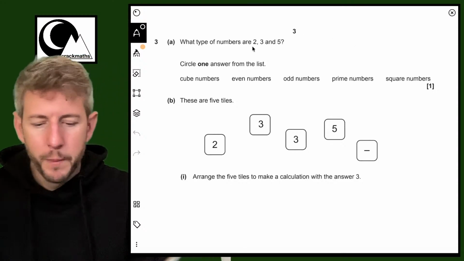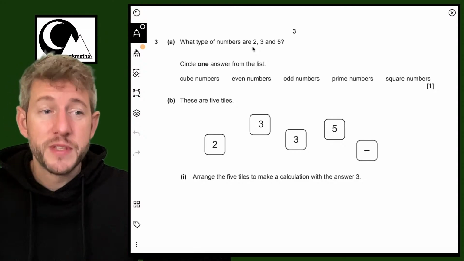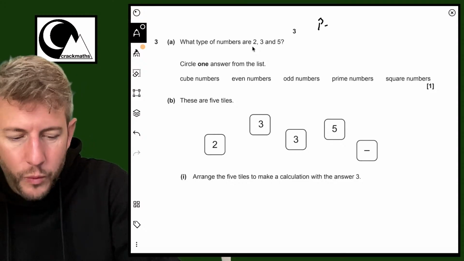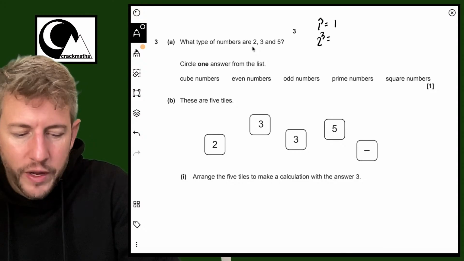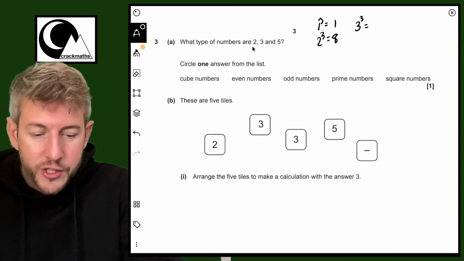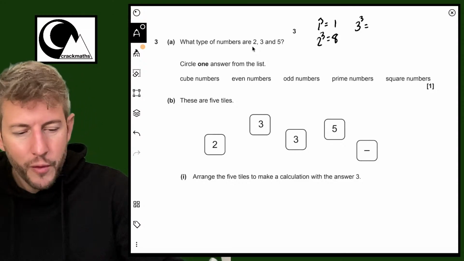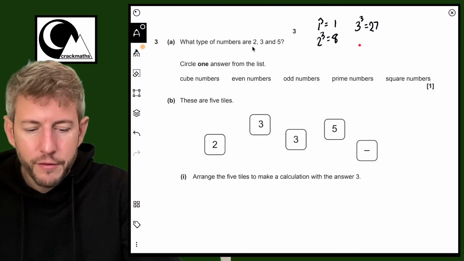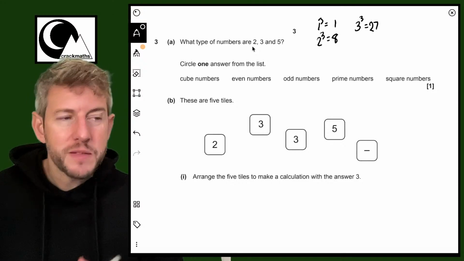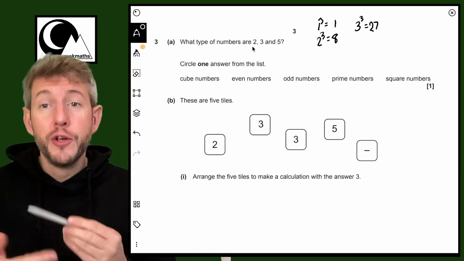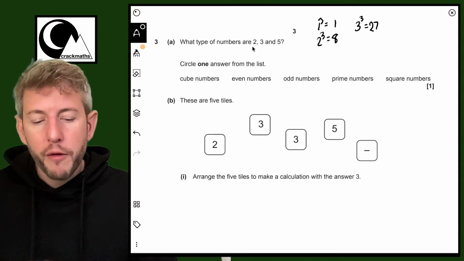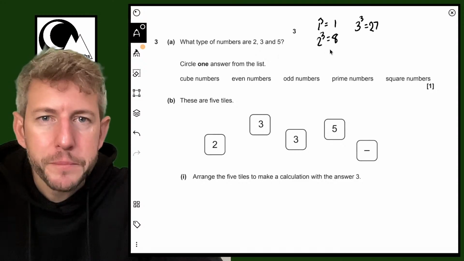Right, well, the cube numbers are when we multiply numbers by themselves 3 times. So with cube numbers we're looking at 1 cubed, which is 1, 2 cubed, which is 2 times 2 times 2, which gives us 8, 3 cubed, which is 3 times 3 times 3, which gives us 27. And we can see that these aren't the cube numbers. Even numbers are 2, 4, 6, 8. I can see that's not them. Odd numbers are 1, 3, 5, so the 2 eliminates that.